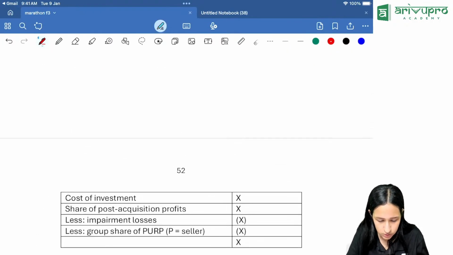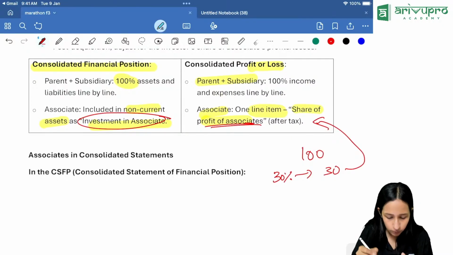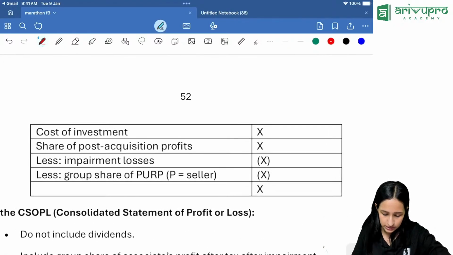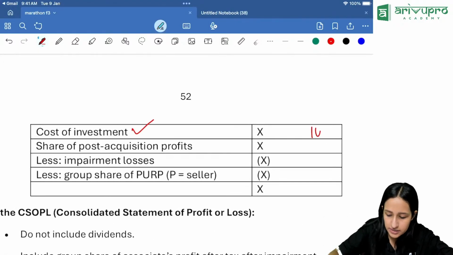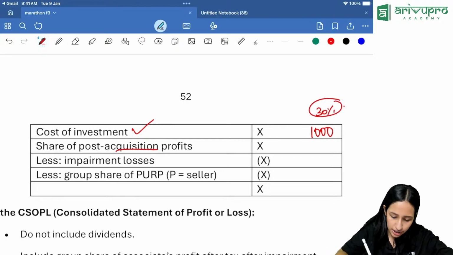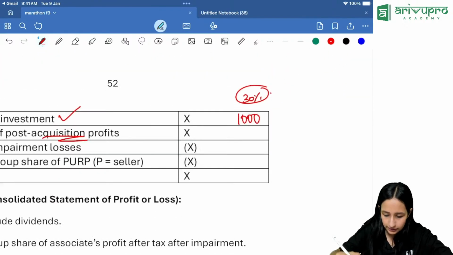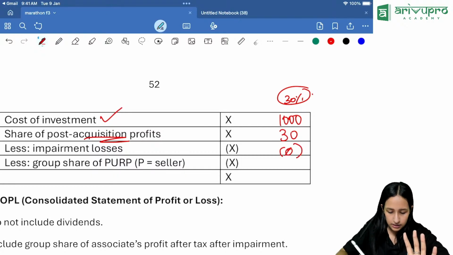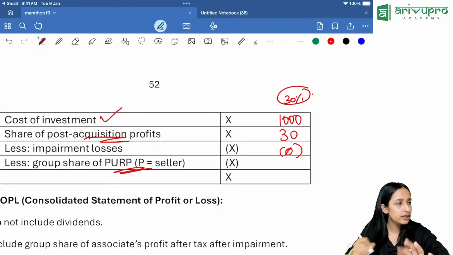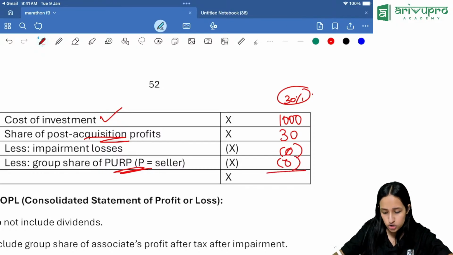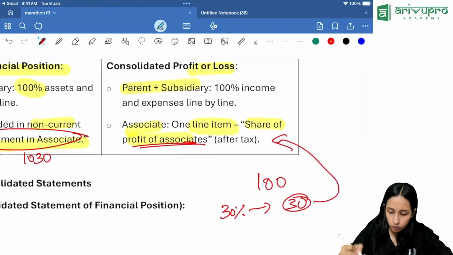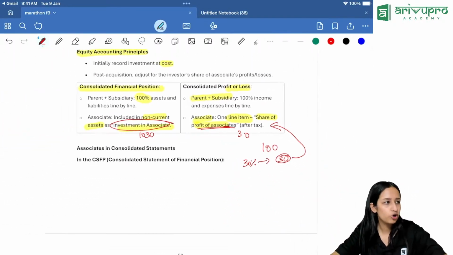Okay, now this one, investment in associate that I was talking about under non-current assets, how can you calculate that? Using this one, cost of investment. Let's say we spent 1000 to get that 30% share in the company. Share of post-acquisition profit, how much profit did we get? 30. That we will add. Do we have any impairment? We are assuming there is no impairment. Do we have any provision for unrealized profit? We are assuming there is no PUP. So our amount should be 1030. This 1030 will go here, but only 30 will come here. Got it?